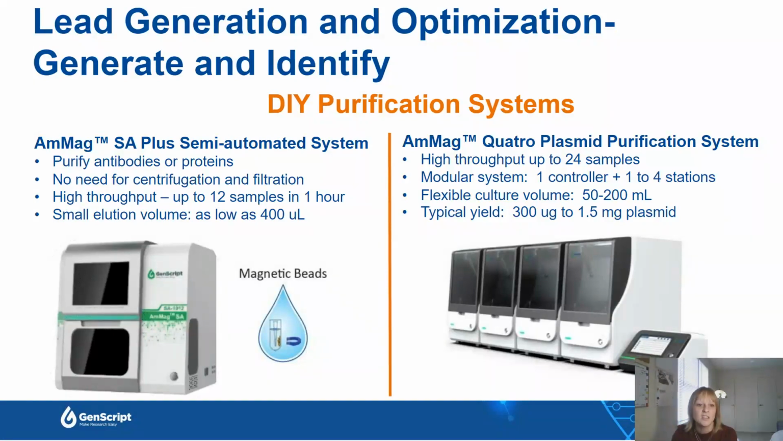Our newly launched AMAG Quattro provides a high-throughput automated plasmid purification solution. The instrument has a modular capability, allowing you to add up to 4 instruments that can be controlled from one device. The 4 modules can handle up to 6 samples each, totaling 24 samples, which results in yields that range from 300 micrograms to 1.5 milligrams of purified plasmid.